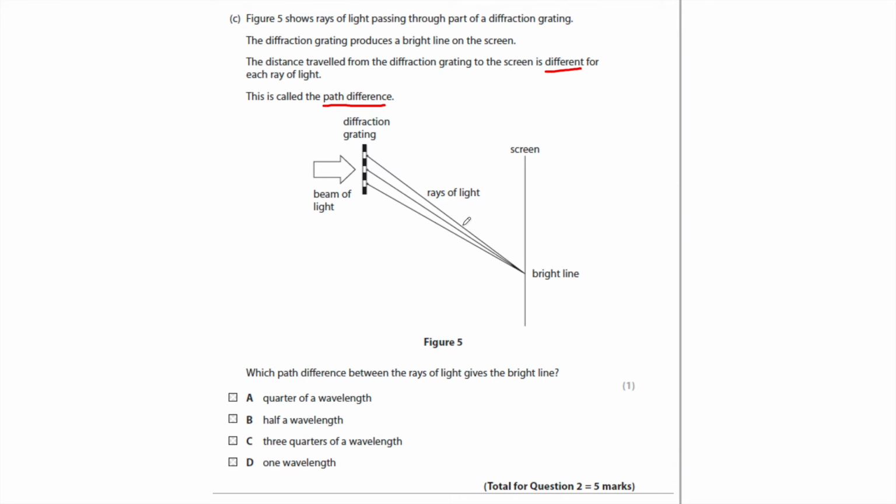So you want the light from all three of these to arrive in phase. So therefore, they must be a whole wavelength difference in path difference to arrive in phase. Or it could be a multiple of whole wavelengths. And the only one that works is D, one wavelength apart.